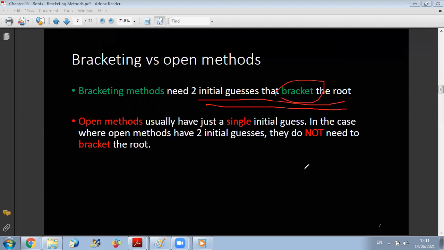This is also a possibility. But the advantage of these techniques is that once I have an interval with opposite signs of f, I am sure I can find the root.